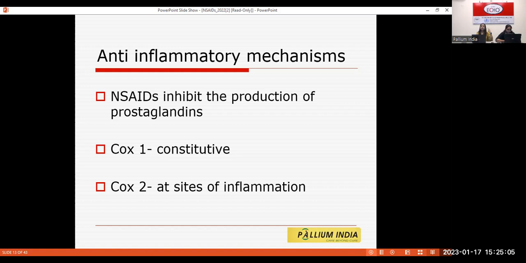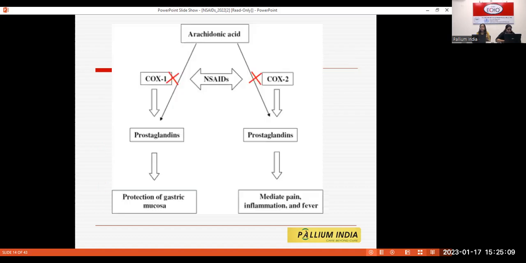So now, when we talk about the drug, you know which drug is what. It's very important to understand that. So COX-1 and COX-2. COX-1 is present everywhere, kidneys, gastric mucosa, but COX-2 is produced only when there is an inflammation.